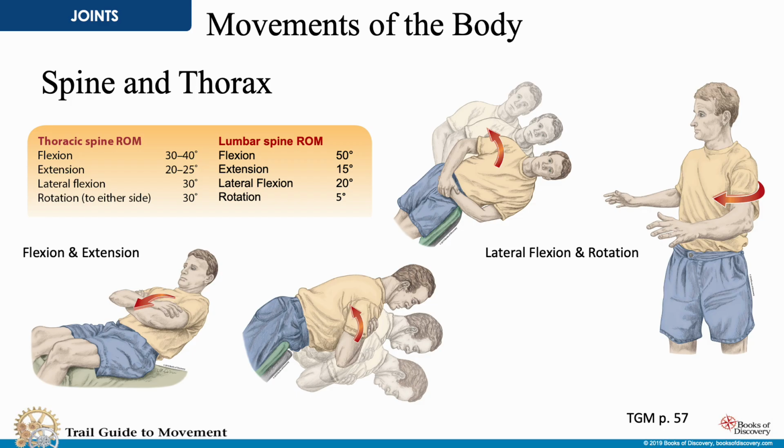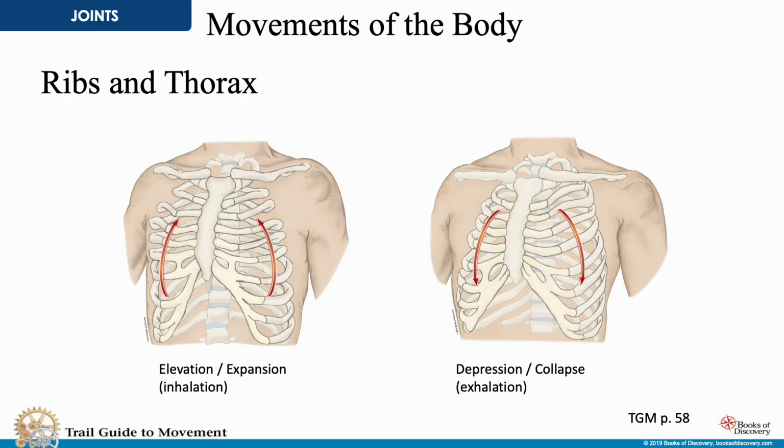Moving on to the spine and thorax, again, here are normal range of motion degrees. When talking about the thorax, it's also important to remember movement with inhalation and exhalation. Inhalation is elevation and expansion, where exhalation is depression and collapse.